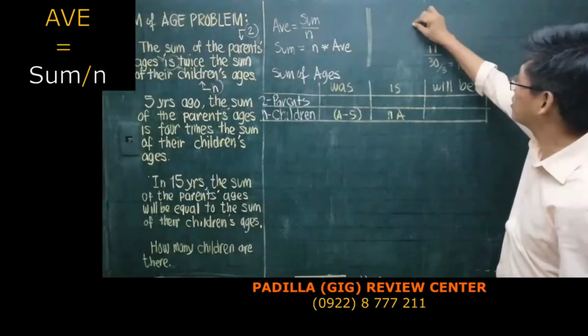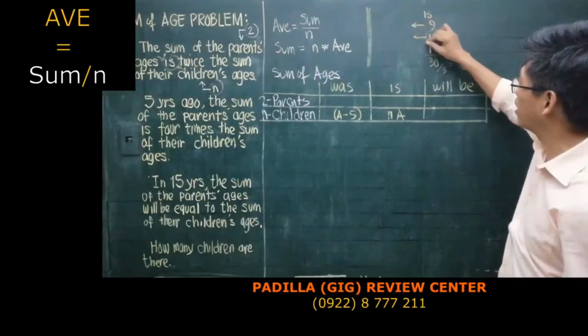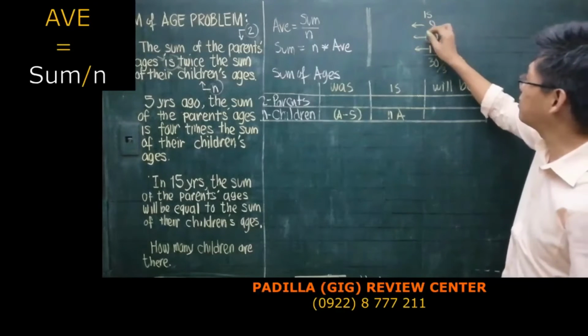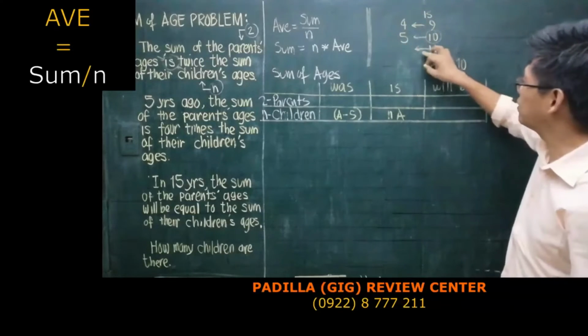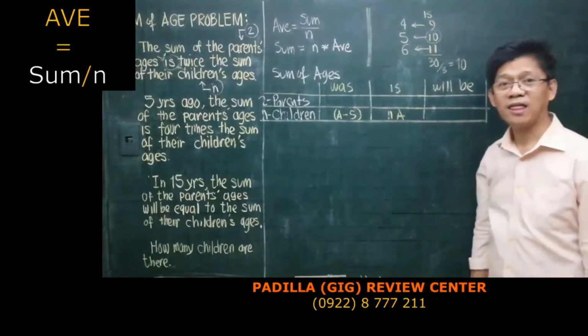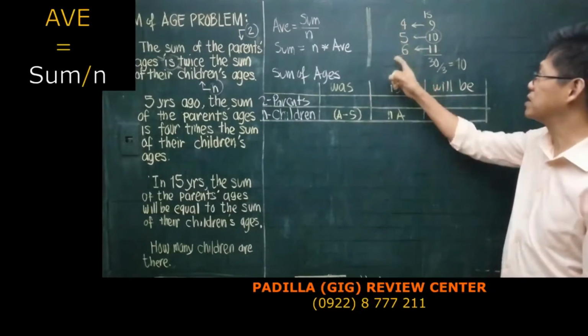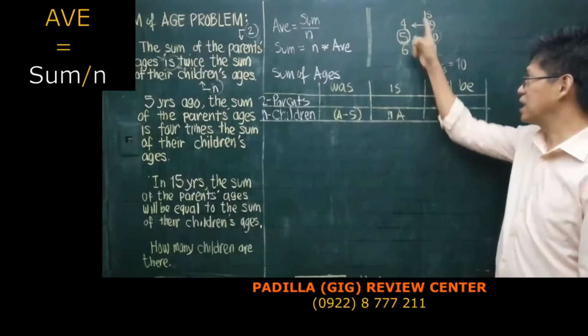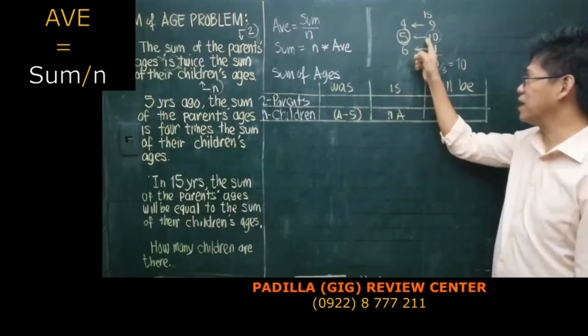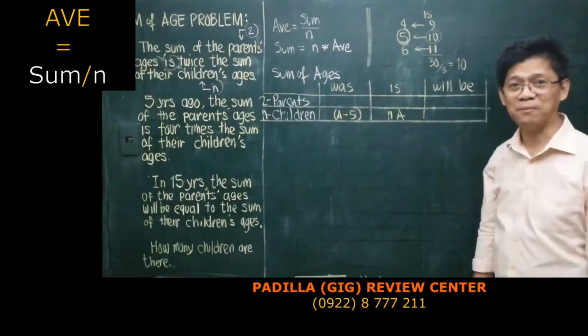5 years ago, their ages were 9 minus 5 is 4, 10 minus 5 is 5, 11 minus 5 is 6. The average of 4, 5, and 6 is 5. Each age decreased by 5, so the average also decreased by 5.